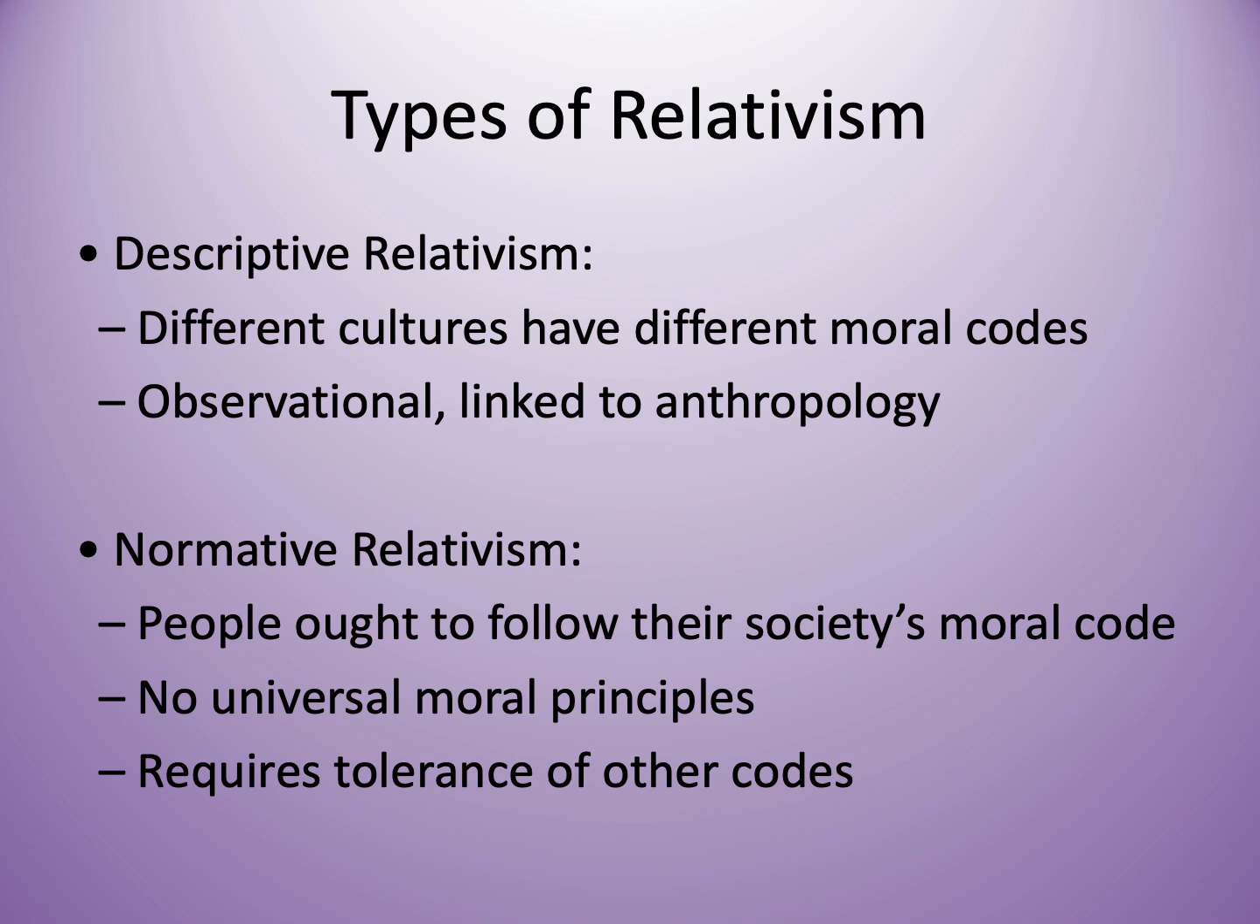Types of relativism. Kleinman distinguishes between two main types of relativism: descriptive relativism and normative relativism. Descriptive relativism simply observes that different cultures have different moral codes. It is an observational claim, often associated more with anthropology than with ethics. Normative relativism, by contrast, makes a stronger claim. It argues that people ought to follow the moral code of their own society. From this perspective, no moral code is better or worse than another, and tolerance of other cultures' codes is required.